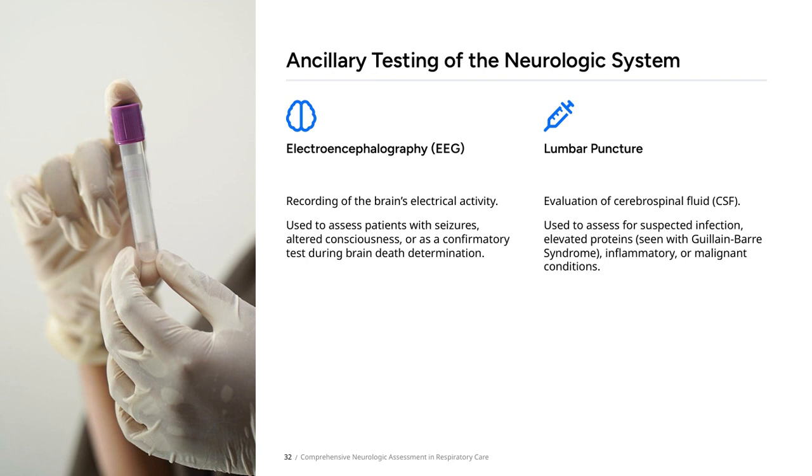The typical way we collect CSF is through a lumbar puncture, which involves inserting a needle into the lower back to access the spinal canal. Next, we have electroencephalography, or EEG. This test records the brain's electrical activity, which is crucial when we're evaluating patients with seizures, altered levels of consciousness, or when confirming brain death.